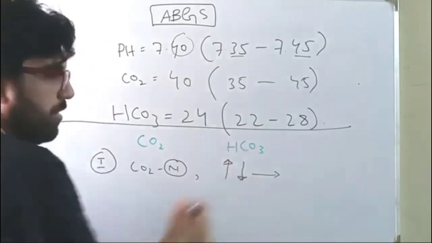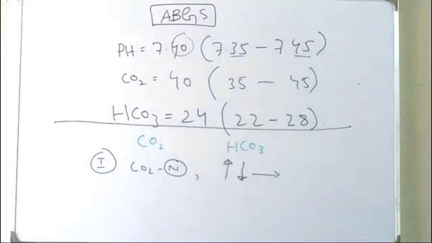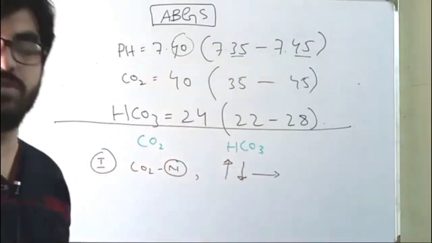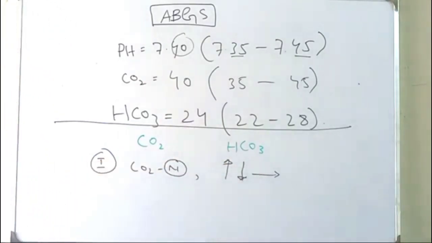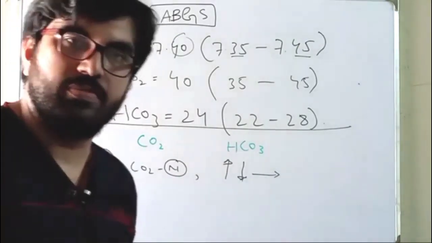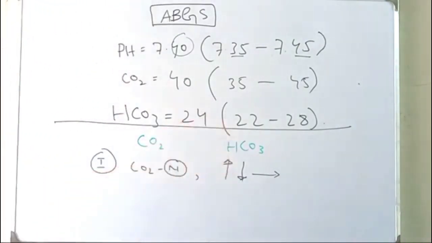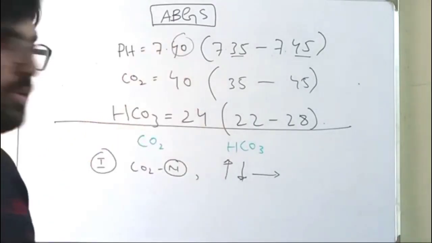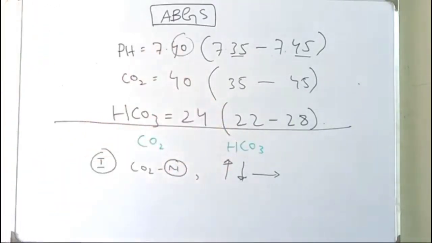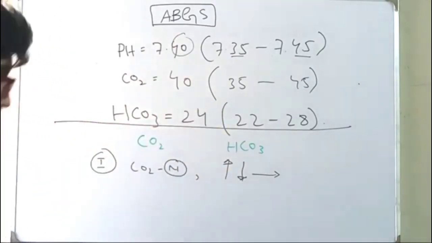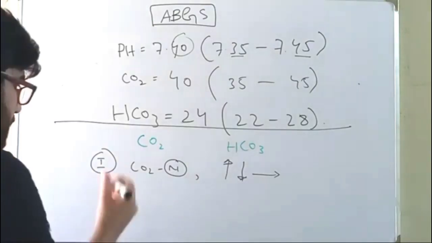CO2 is normal and the bicarbonate is going down. What is this condition called? Metabolic acidosis, because HCO3 is alkali. If it is increasing, it will cause alkalosis, and since it is a metabolic component, it is metabolic alkalosis. If the bicarbonate is decreasing, it is metabolic acidosis. That is very simple to pick.